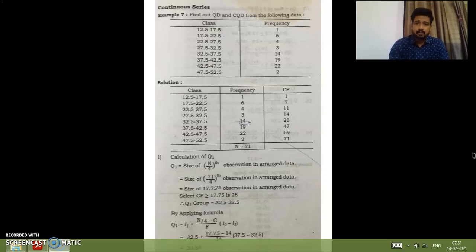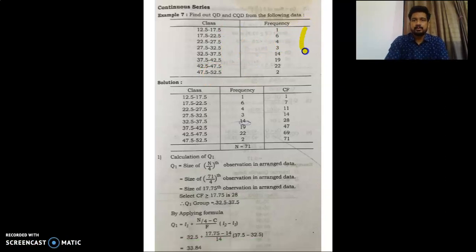First we will read the problem and see whether the data is arranged properly or not. Observing it, it is properly arranged, so there is no need to arrange it again. The classes are 12.5 to 17.5, 17.5 to 22.5, and so on up to 47.5 to 52.5. There is no need to reshuffle the frequencies either, because the classes are properly arranged. So we will go to the solution now.